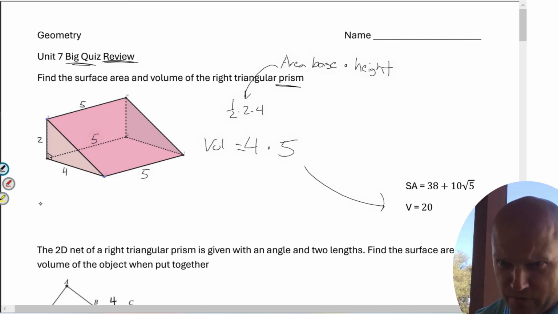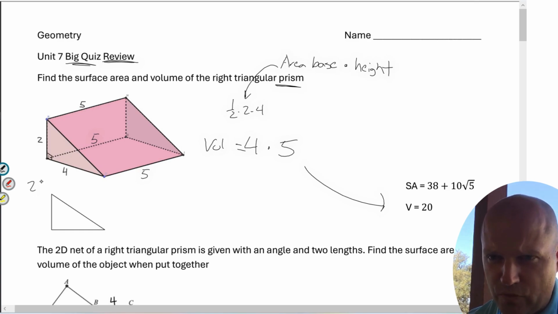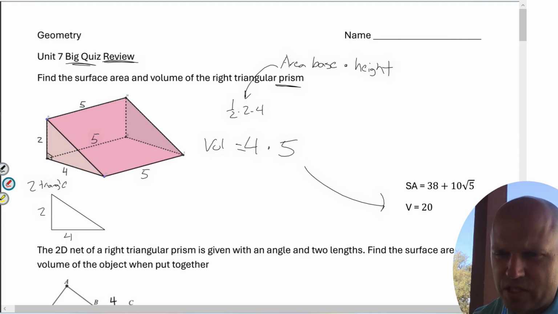Surface area is hard to figure out. You can either split out the net or just kind of understand the triangles you have. You have 2 of these triangles, the shapes that are 2x4. So again, we have this 1/2 base times height, which is 4. So I have 2 4s, which is 8.